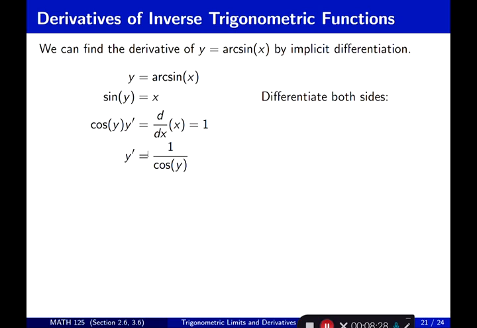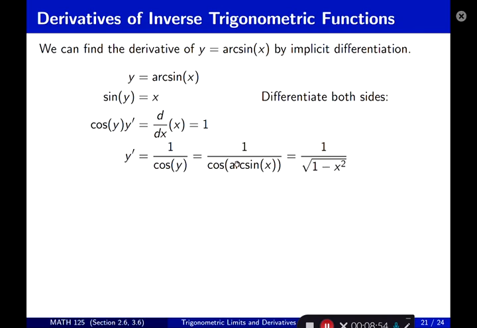Now go back to the triangles that we just drew, and y is the arcsine of x, and now we're finding cosine of arcsine of x. So what should cosine of arcsine of x be? And that is equal to square root of 1 minus x squared. And so you replace it there.